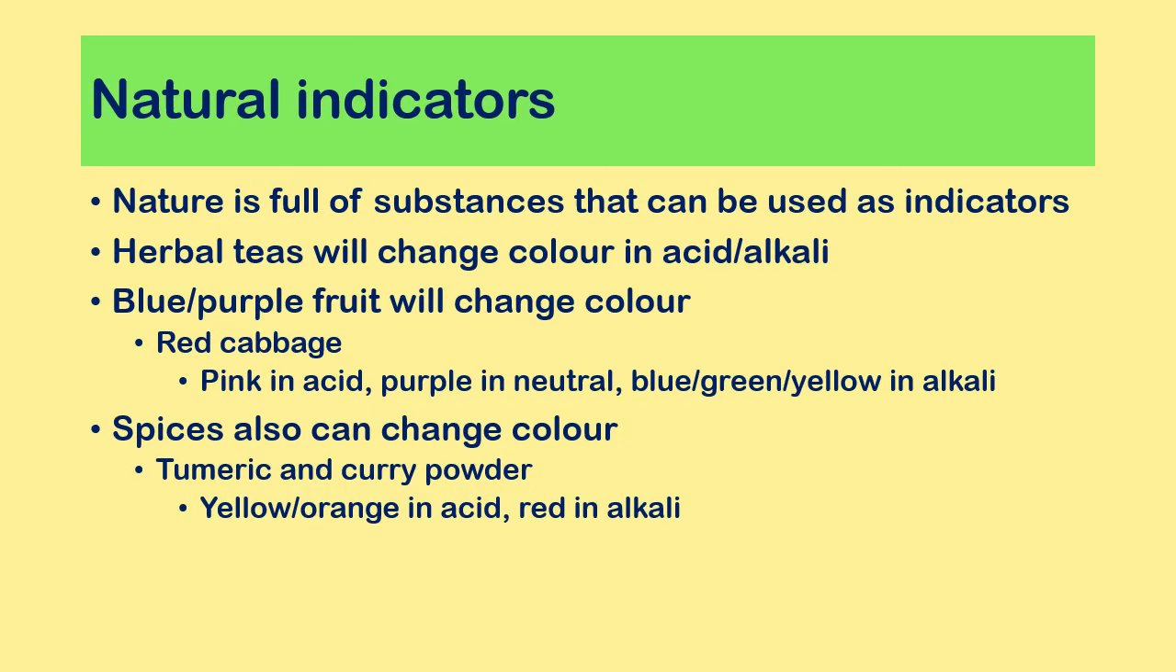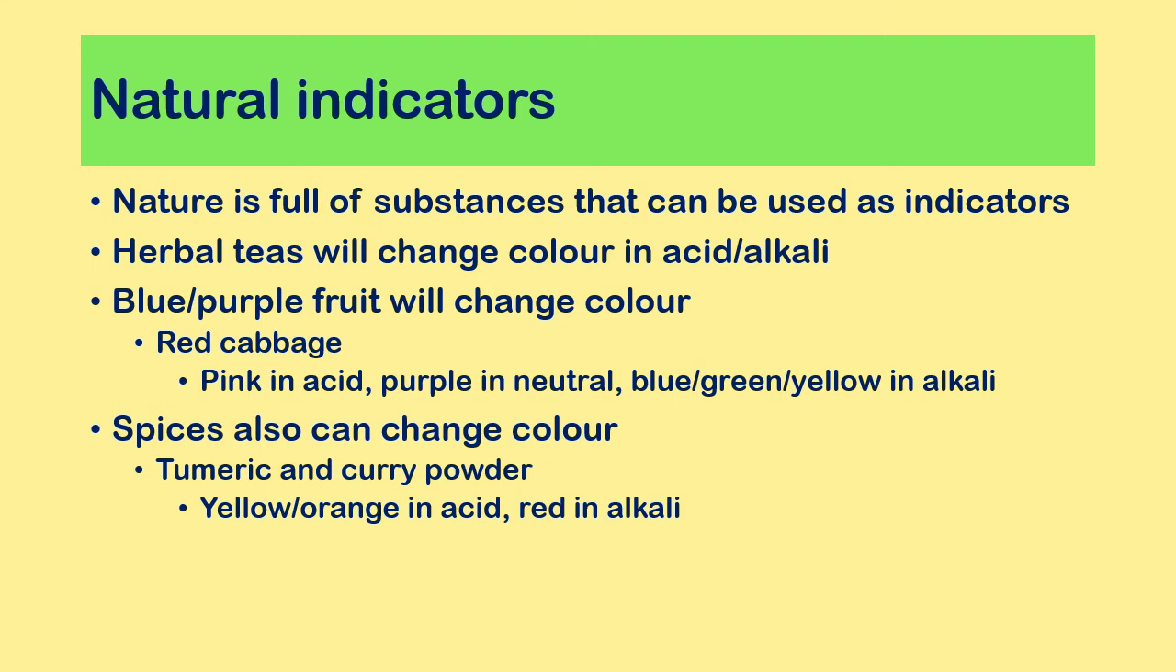In terms of natural indicators, nature is filled with substances that can be used as indicators. So herbal teas will change color in acid and alkali. Even normal tea can change color slightly. Green teas get darker. The most dramatic color change is for anything that's got a raspberry tea. You can turn raspberry tea green by adding an alkali to it.